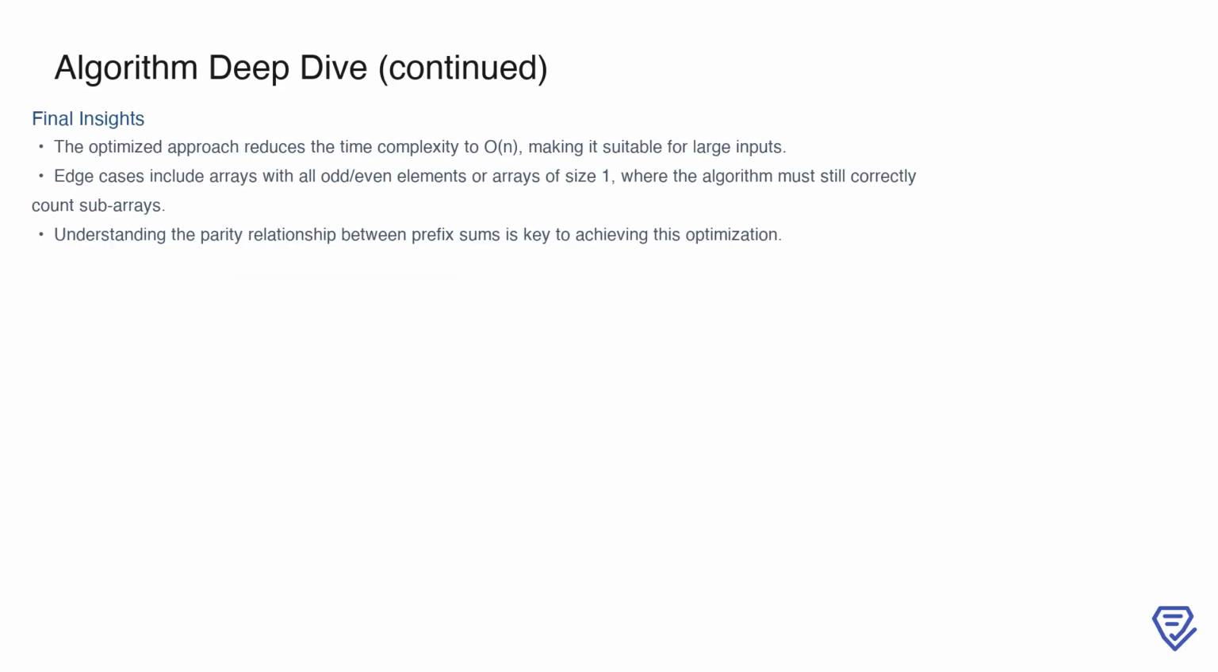The optimized method brings the time complexity down to O(n), making it much more suitable for large input sizes. It achieves this by leveraging the parity relationship between prefix sums, which allows us to efficiently count odd-sum subarrays without explicitly evaluating each one. Additionally, it's robust enough to handle edge cases like arrays with all odd or all even elements, as well as arrays of size 1.